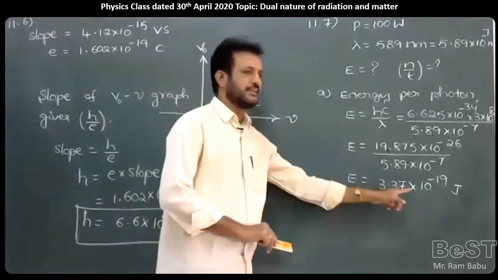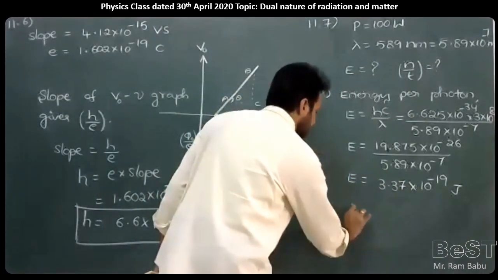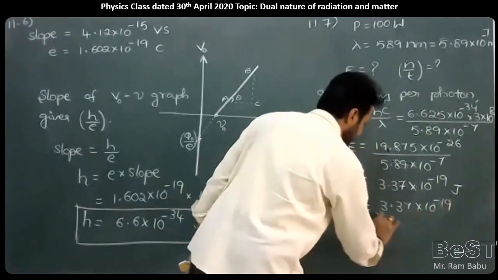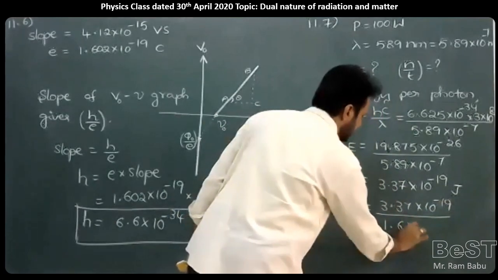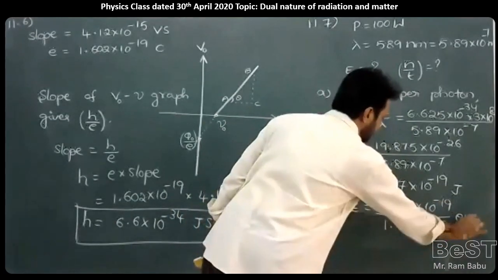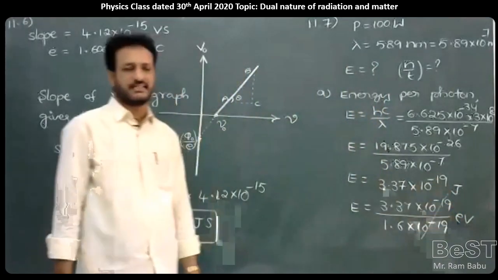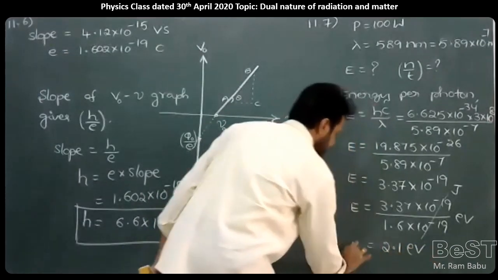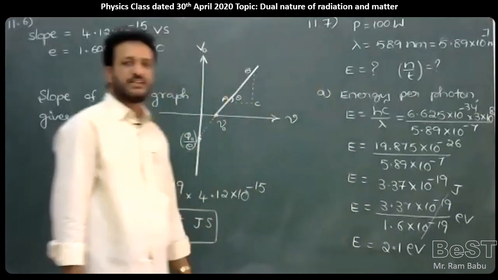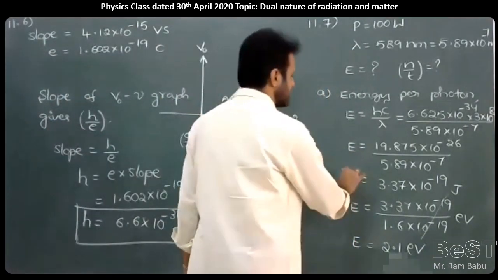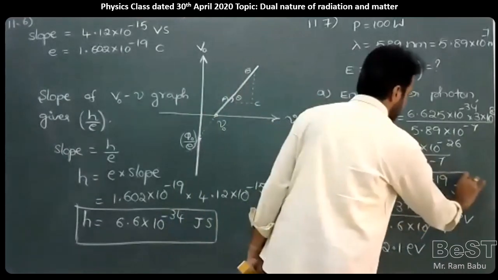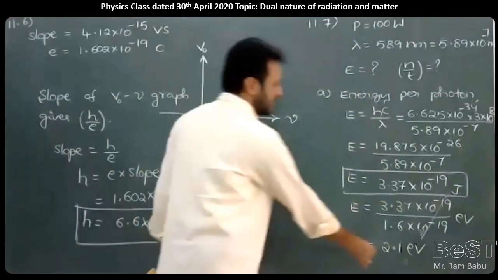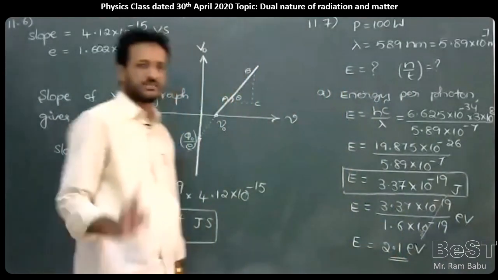If you want to get this value in the electron volt, 3.37 into 10 to the power of minus 19, and 1 joule is equal to 1 by 1.6 into 10 power minus 19 electron volt. So 10 power minus 19 get cancelled. 2.1 electron volt. So both correct only. But at PU level, no need to calculate up to electron volt. Generally in SI system we have energy E is equal to 3.37 into 10 to the power of minus 19 joule. Or if you want you can write in electron volt also, 2.1 electron volt. That is the first question A.